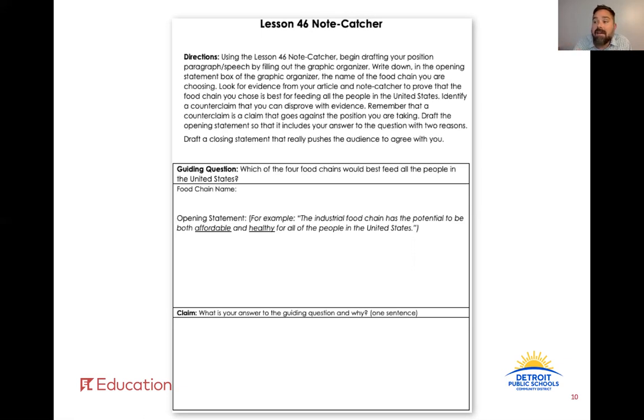Now, of course, you would need evidence to support that. You would need to explain why it's healthy. If the industrial food chain has the potential, you would need to talk about why it would be healthy, and make sure you find something to support that. So the claim: what is your answer to the guiding question and why? 1 sentence. Your claim answers which of the 4 food chains would best feed everybody. You could say the industrial food chain would be the best one, and then write 1 sentence focusing on that.